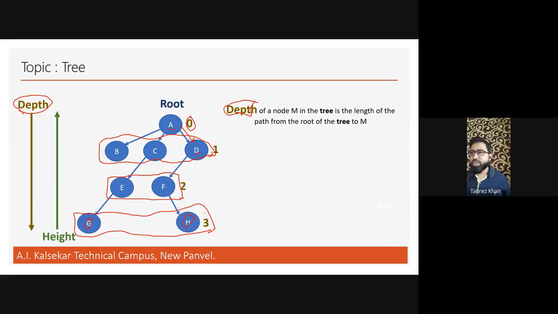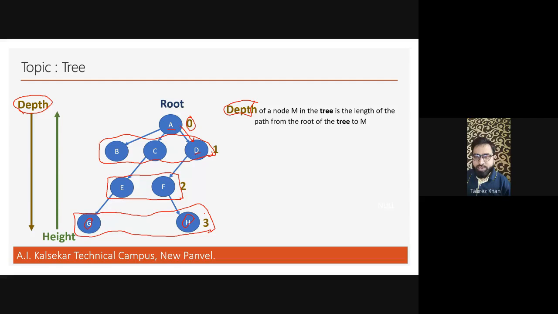So what is depth again? Depth of a node M in the tree is the length of the path from the root of the tree to that node M. Now the question is, what is the depth of a tree? Can you tell me what is the depth of this tree? Yes, the depth of a tree is 3.